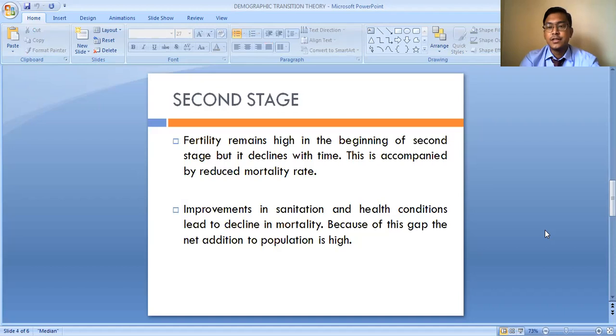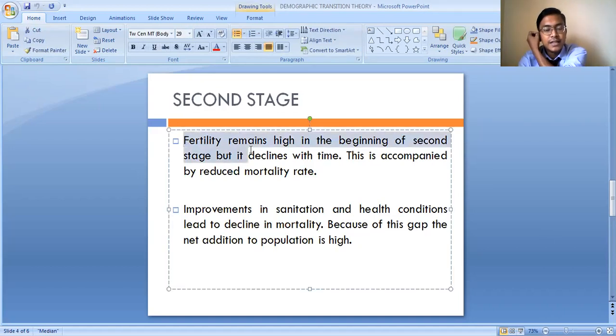The second stage. In the second stage of demographic transition, the fertility remains high. That means the birth rate is the same in the beginning of the second stage, but declines with time. With the passage of time, the birth rate declines, and this is accompanied by a reduced mortality rate. That means a reduction in the death rate.